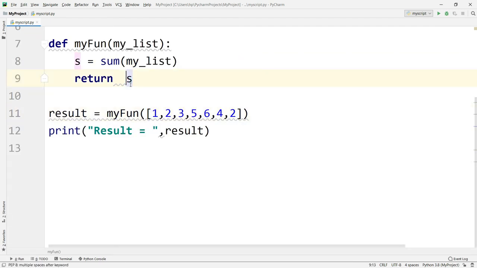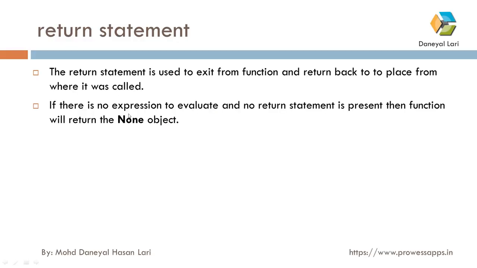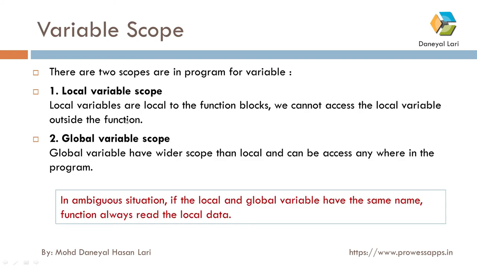Return statement is used to return the result from the function. If we do not return any value, then it is None by default. Here are a few things that you need to remember. Variable scopes. So variable scope, there are two types. One is called the local variable, and the second one is called the global variable.